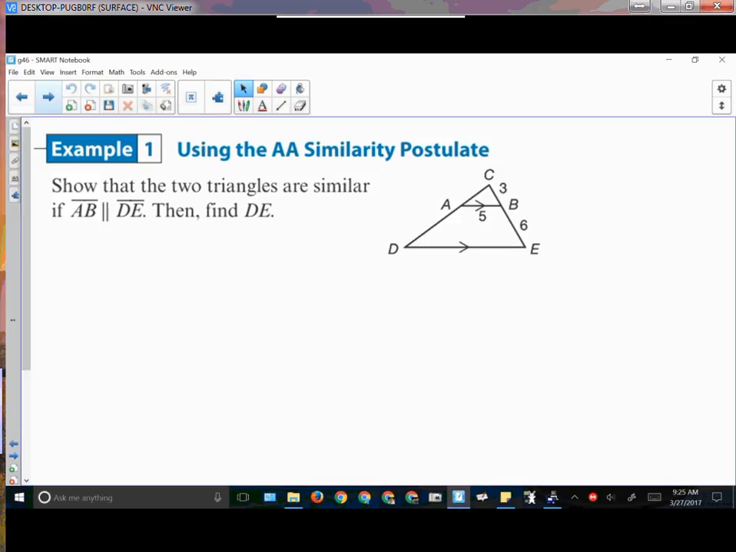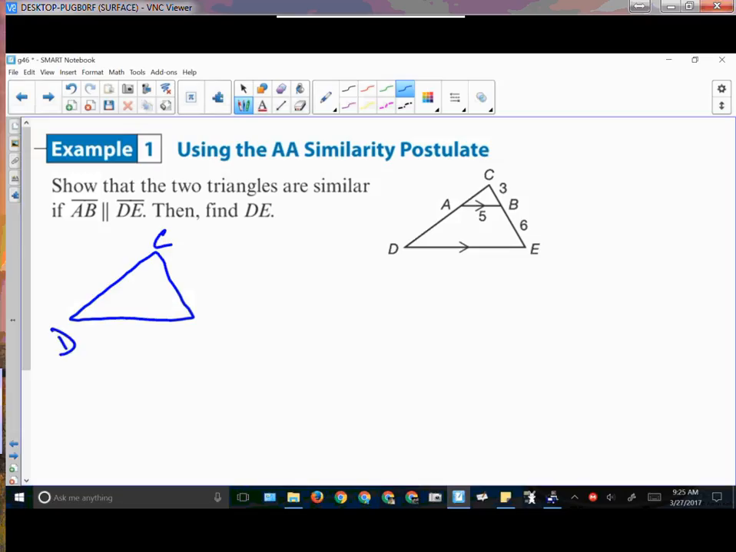We're supposed to show that the two triangles are similar. Now, one of the things that I would recommend doing when you do these is actually draw them out. So I've got my first triangle here, the larger one. And that turns out to be D, C, and E. Okay.